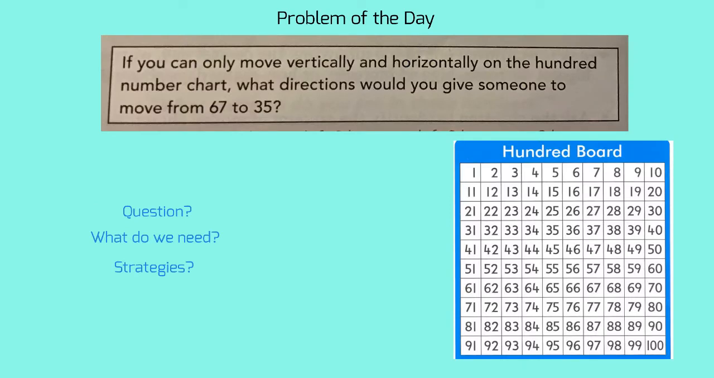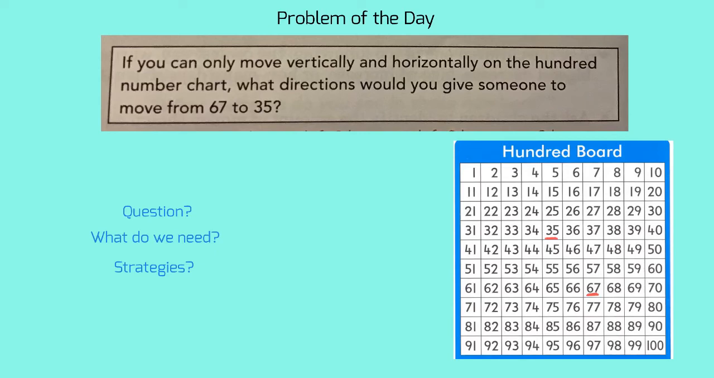So here we have the problem of the day. If you can only move vertically and horizontally on the 100 number chart, what directions would you give someone to move from 67 to 35? So let's just go ahead and locate those on here. So we're working with 67 and we want to get to 35.